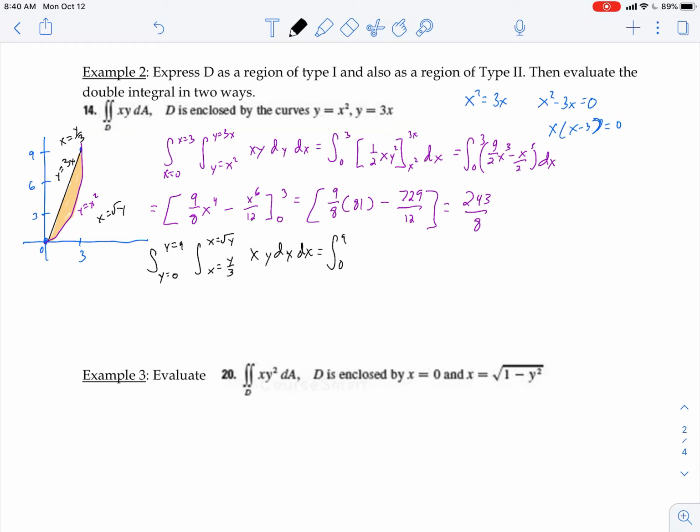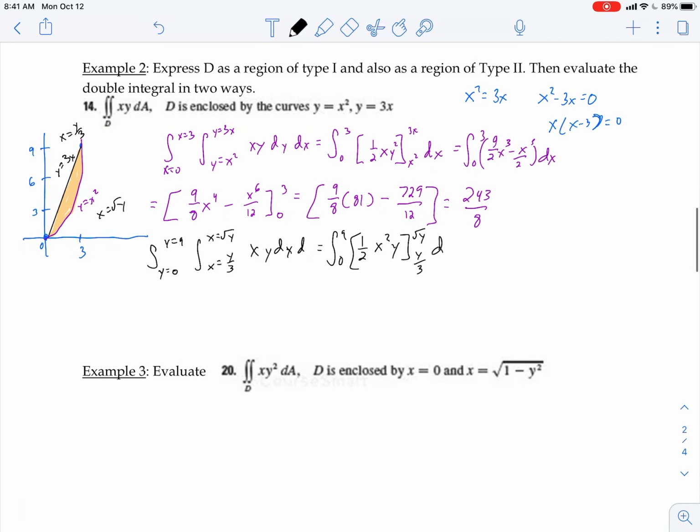And now we're going to take the integral with respect to x. So it's going to be x squared over 2. So 1/2 x squared, and now we're going to plug in square root of y and y over 3. And we have dx, dy, so just dx, I'm sorry. Whoa, that dx should not be there. That should be dx, that should be dy, because y is the outside function, and that's x.